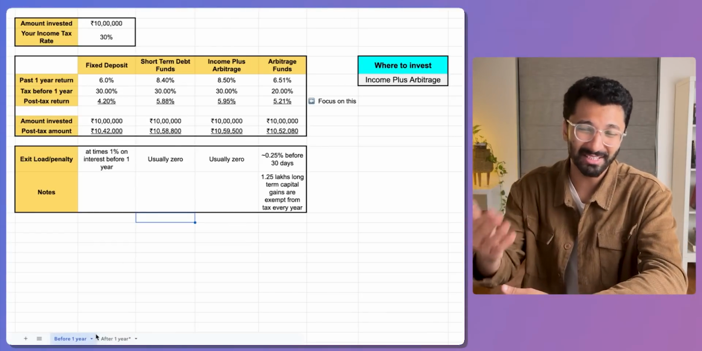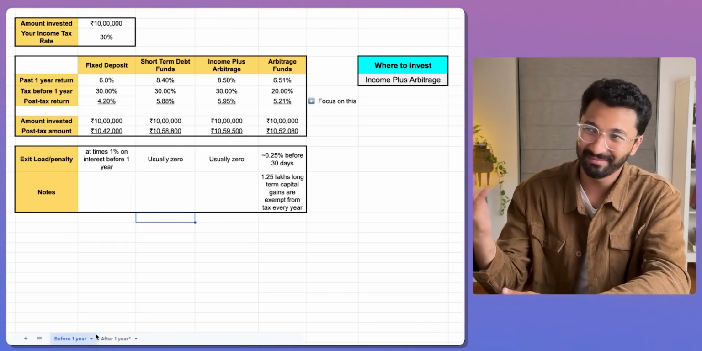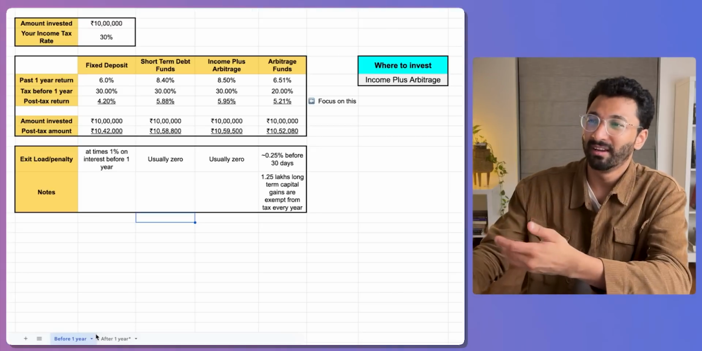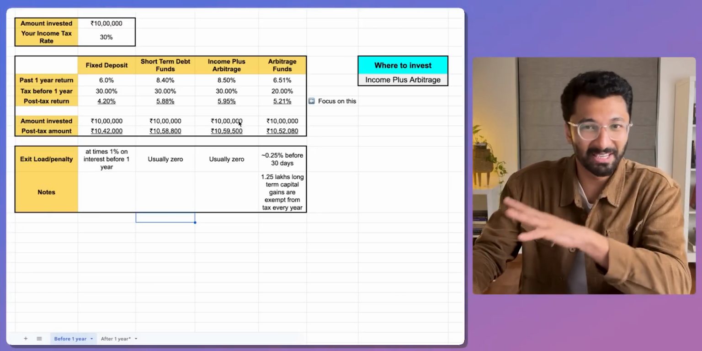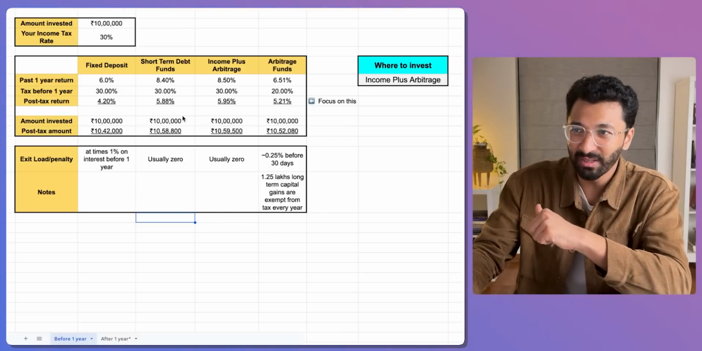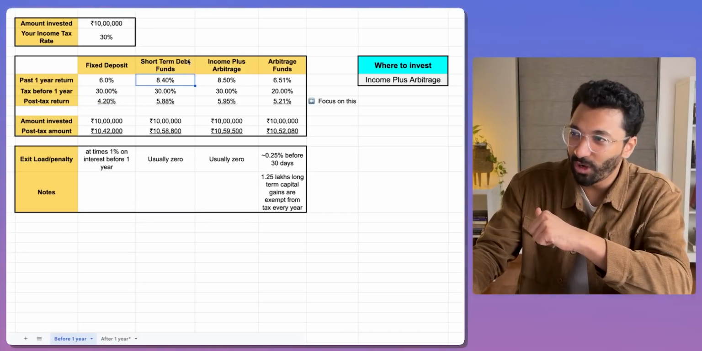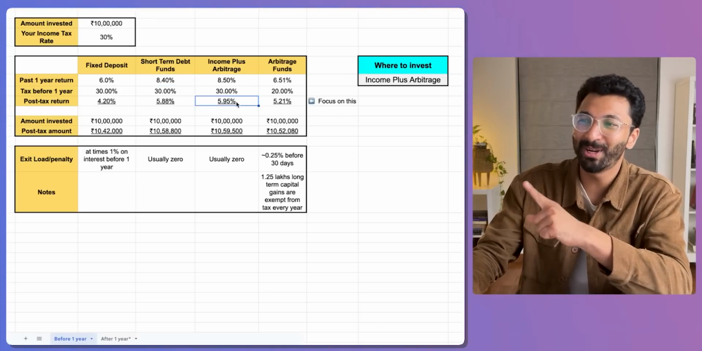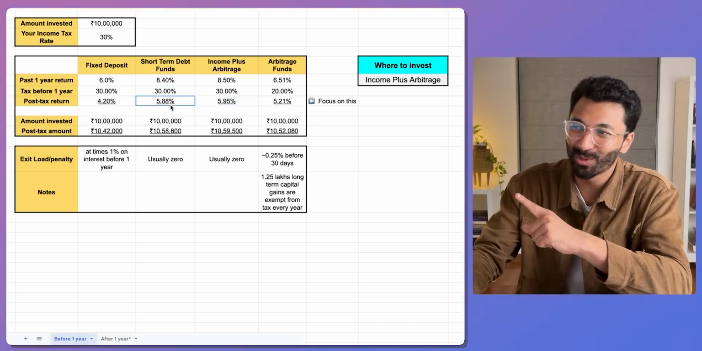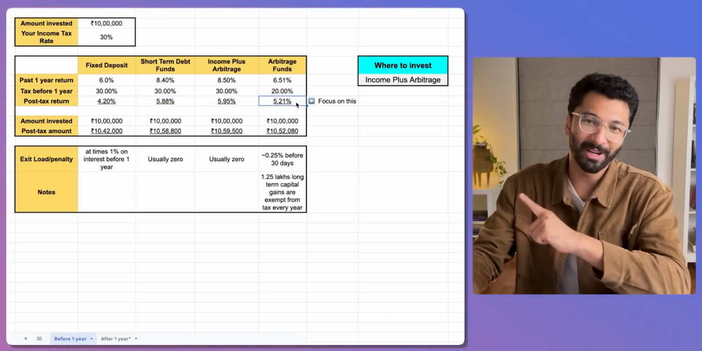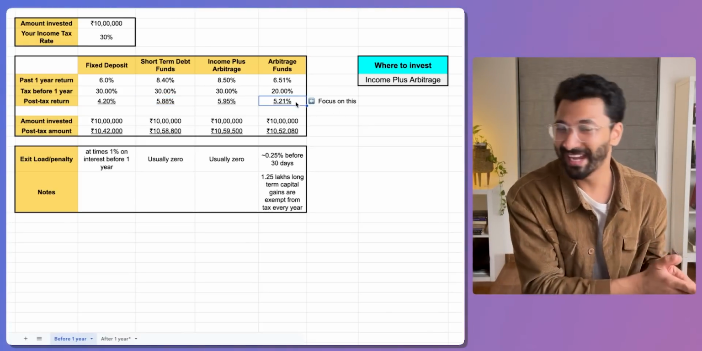I've got a similar sheet here for before 1 year. So if your investment horizon is less than 1 year, you can again just enter the values here. In this case, you would notice with a similar kind of an annual return over the past 1 year, that out of all of these, income plus arbitrage wins, short-term debt funds are a close second, and then you have arbitrage funds as well. But FDs again fall behind the pack here too.